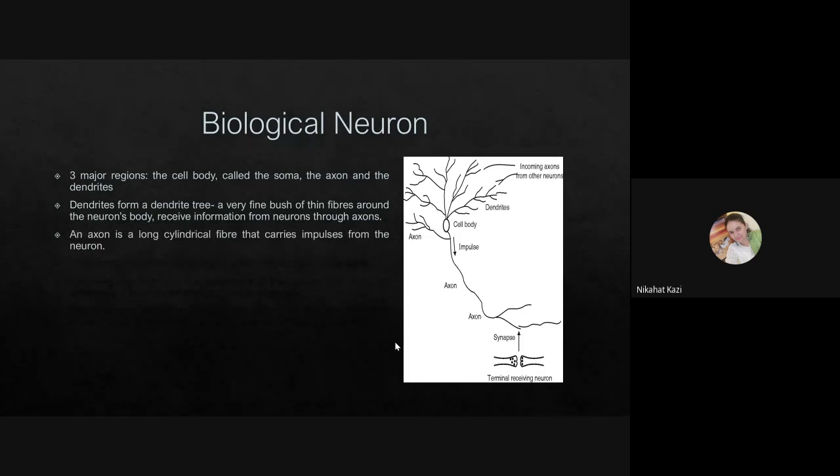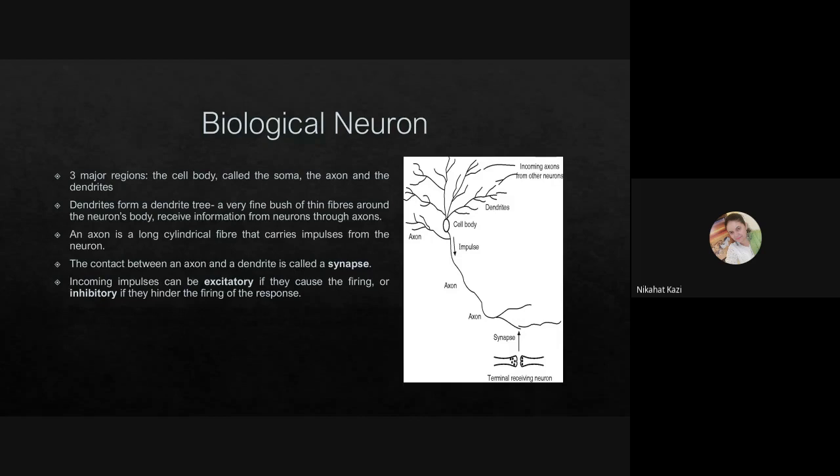An axon actually is going to transmit. The axon is a transmitter. So the axon transmits the signal of a neuron. It is a long cylindrical fiber which carries the impulses from the neuron, that is the axon. And the contact between the axon and the dendrite is called a synapse. So this contact is known as a synapse.